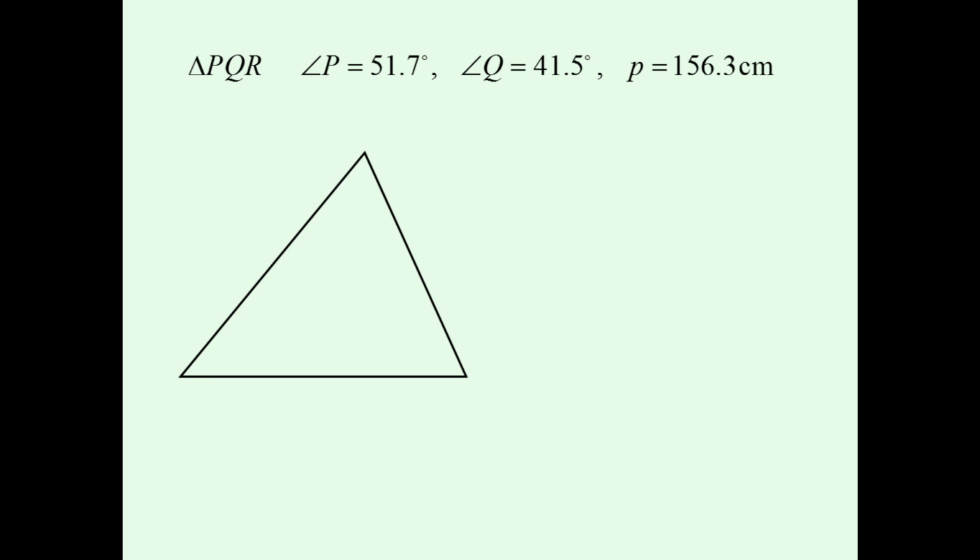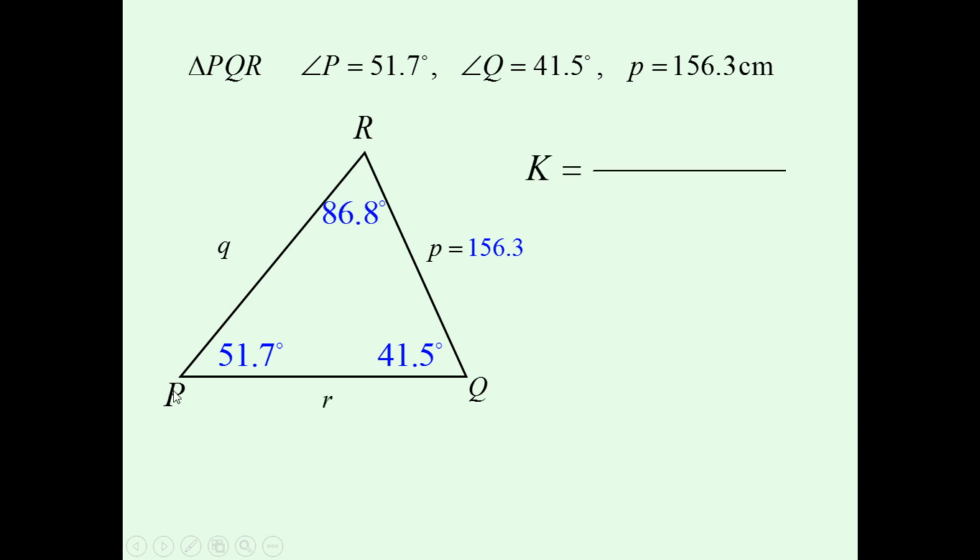So given that triangle PQR, angle P is given already, 51.7 degrees. Angle Q is 41.5 degrees. And then the corresponding segment of angle P is 156.3 centimeters. Okay, so here's what we got. If you just read through the diagram, it's given as angle-side-angle. So again, in order to find out the third angle, we're using the triangle sum theorem. That would give you 180 minus 51.7 minus 41.5, which is 86.8.